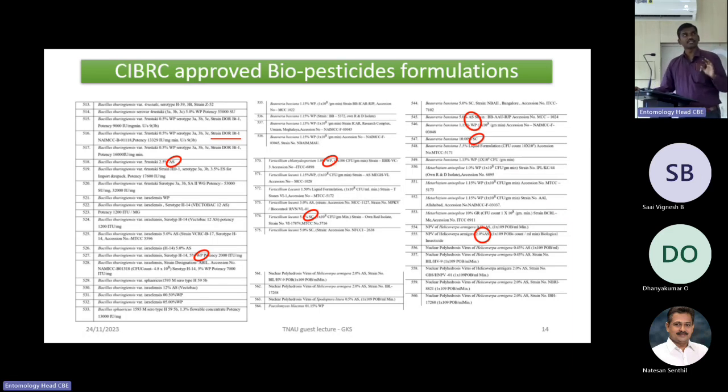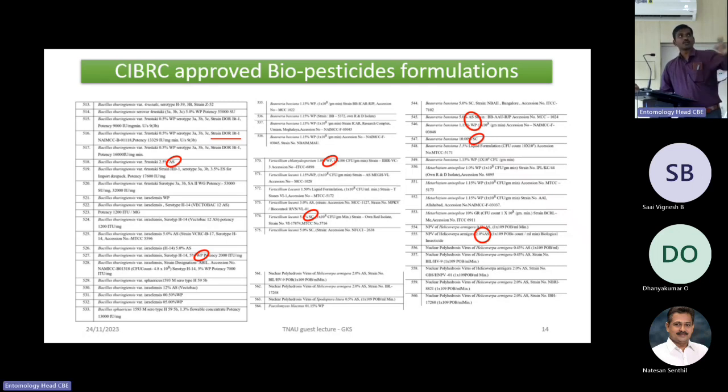When we come to Beauveria bassiana, three formulations are available. One is aqueous suspension, second is suspension concentrate. This is a somewhat better formulation than wettable powder. In the sense, as I had explained, it keeps the conidia alive. Nowadays, there is a concept of giving a liquid bioformulation which enhances the shelf life of the microbial biopesticide.